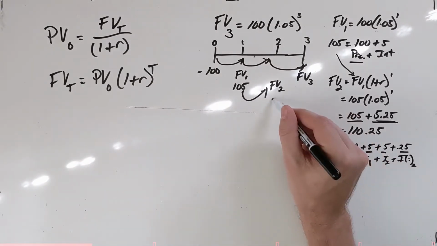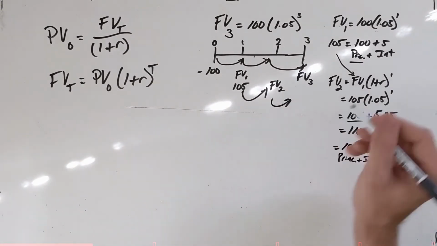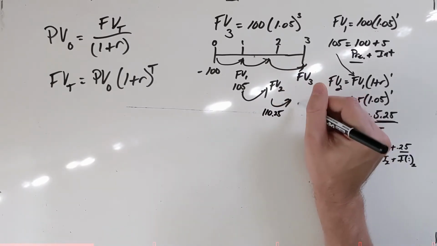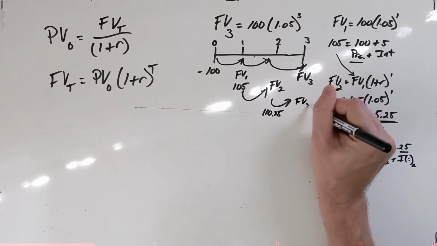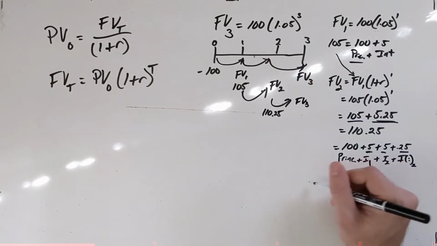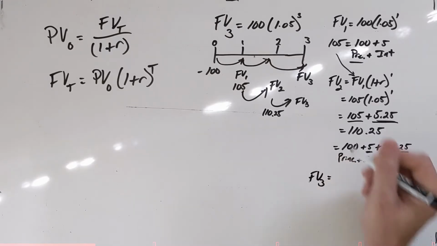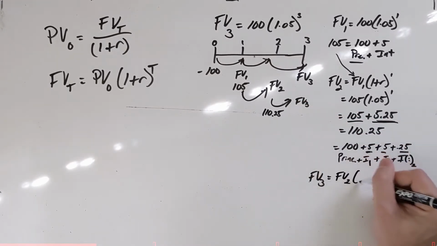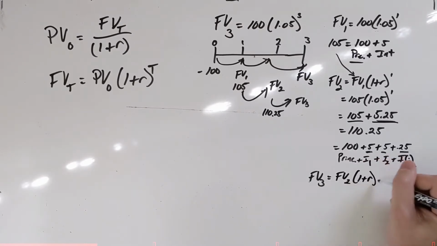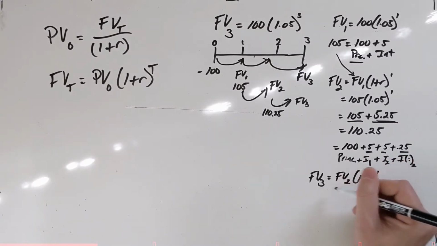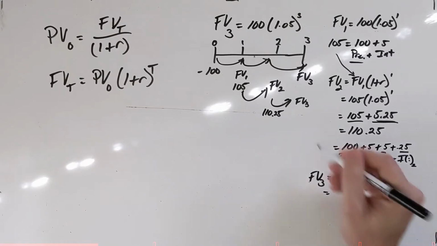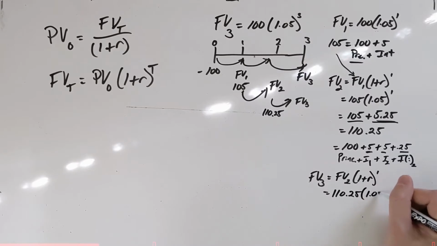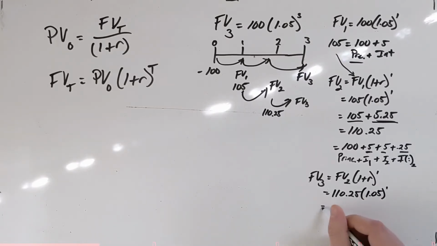So if we go forward one more year, all right, so in year 2 we had $110.25. Well, this is how we get to that future value 3. We are going to say that future value 3 is equal to the future value in year 2 times 1 plus r to the first power, because again, there's 1 year difference in these values. Well, that is equivalent to 110.25 times 1.05 to the first power.